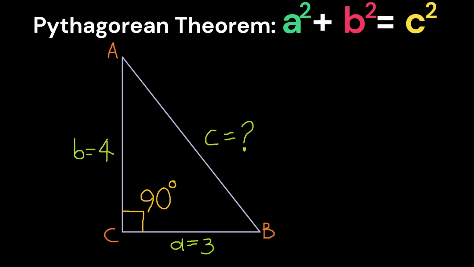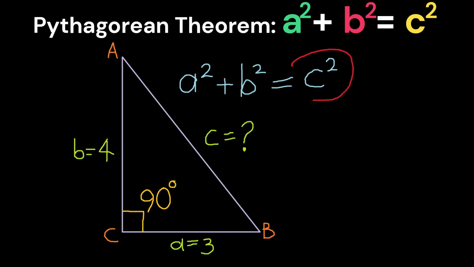The Pythagorean theorem basically tells us that a squared plus b squared equals c squared. And this is a very useful formula for finding the missing side of a right triangle. But what you need to keep in mind is this side C is the longest side of the triangle, the side that is opposite to the 90-degree angle. So let's put the values into this formula.